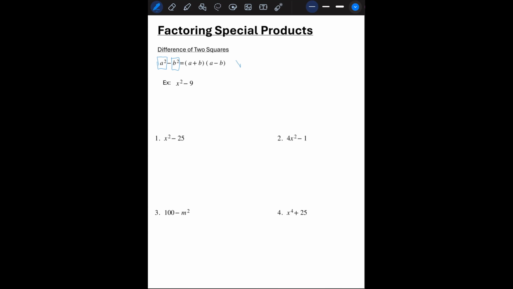If I were to take the square root of that front, which is a squared, that would give me a. That's going to go in the front of both of these binomials. All right, and then if I were to take the square root of the back, which is the b squared, that would give me b, and that goes in the back of both of these binomials. And then there is always a plus and always a minus.